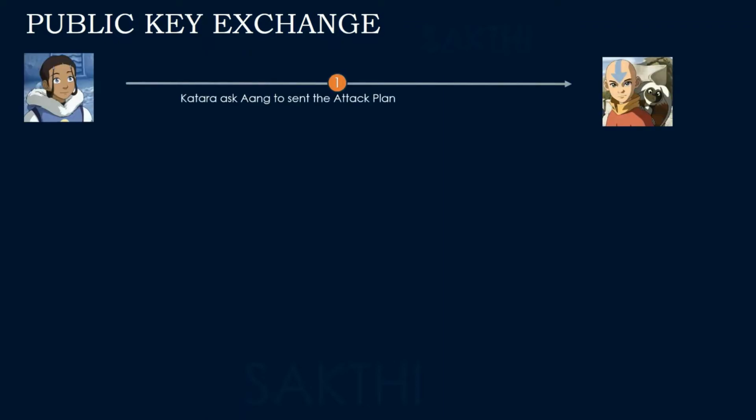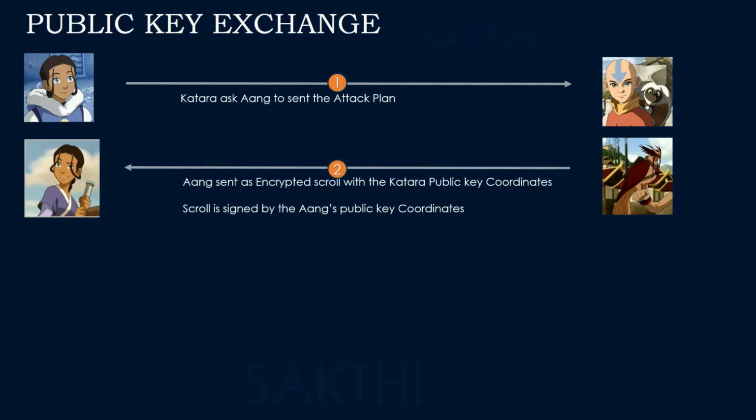Now we will see the public key exchange in a simple format using a famous cartoon avatar. Say in this case, Katara asks Aang to send some information about the attack. He has to send that information securely in an encrypted manner. So he sends that encrypted scroll using Katara's public key coordinates, which is available to him, and the scroll is signed with Aang's private key coordinates for the signing method.